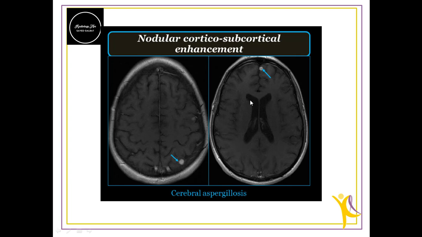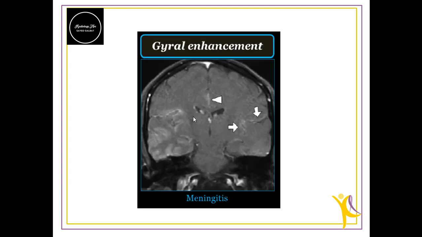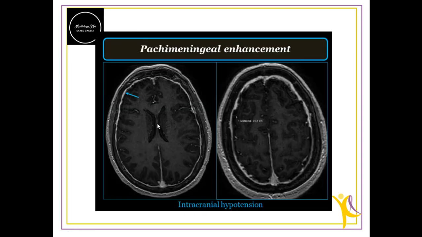This is a case of cerebral aspergillosis with nodular subcortical enhancement, and this is, of course, abnormal. Another example, the gyral enhancement in cases of meningitis. This is abnormal pachymeningeal enhancement, which is continuous and thick in cases of intracranial hypotension.